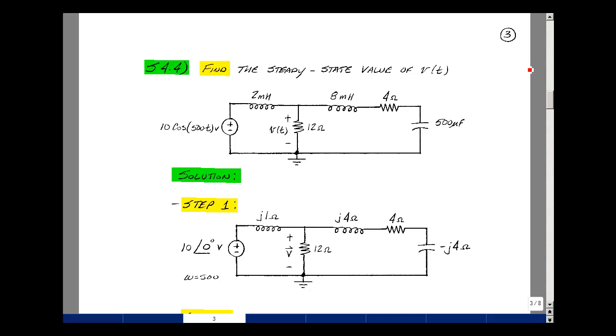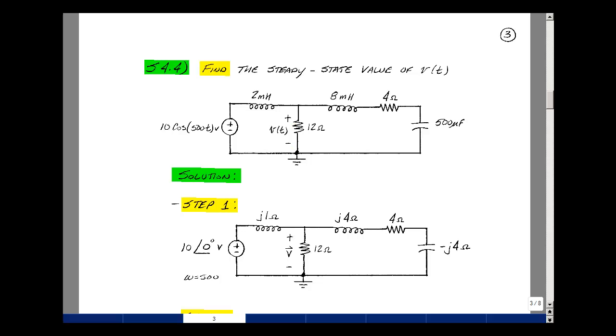This lesson deals with Supplemental Problem 4.4. You can find this problem in the course ebook in the Chapter 4 Supplemental Problems on page 3. Given this circuit with a voltage source, 2 inductors, 2 resistors, and a capacitor, can you find the voltage V of t in steady state?